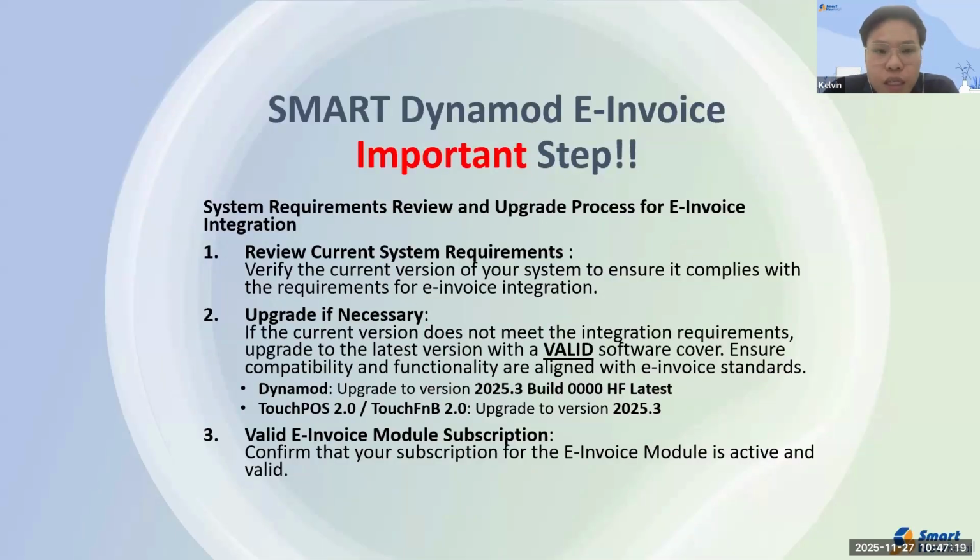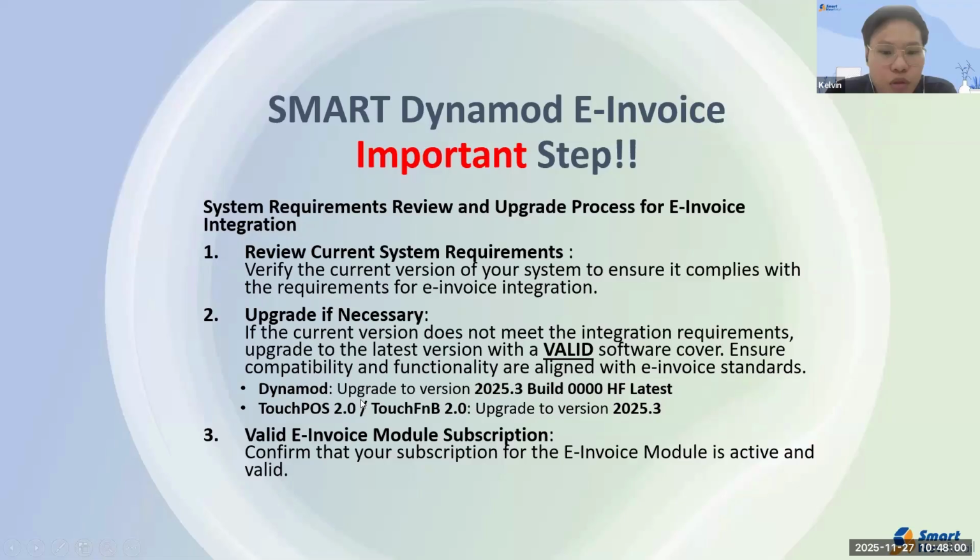Before you start your e-invoice setting based on my instructions, there are a few points you need to take care of. First, you need to make sure your current system version is up to date. The latest one is 2025.3 build 0 and the latest hotfix is hotfix 7. So you need to make sure your Dynamod version is 2025.3 build 0 hotfix 7. This is necessary.